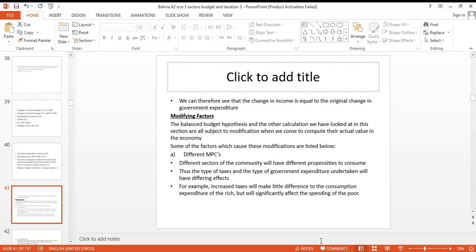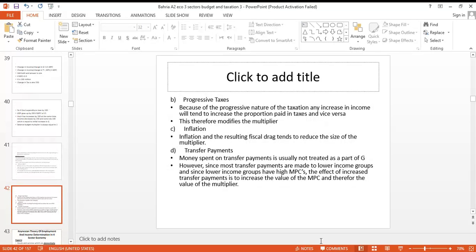Please do keep in mind that in the real world, MPCs are not the same. Please keep in mind that tax rates are not the same. Inflation is not the same, and inflation will drag you into different brackets, and the multipliers will not be the same. Okay, so in the real world, things are different, but for our calculation purposes, this is what we have done. Okay, and this is what you need to keep in mind.